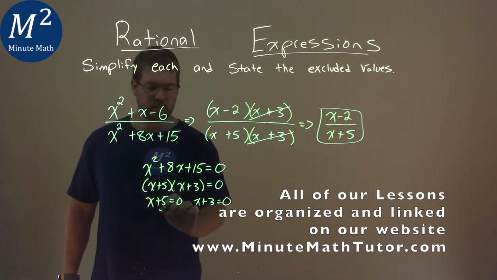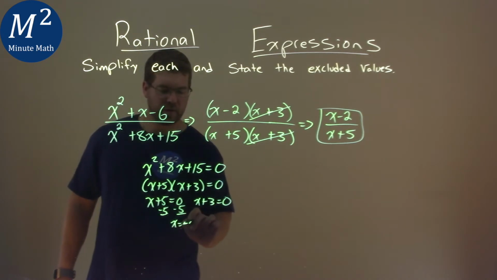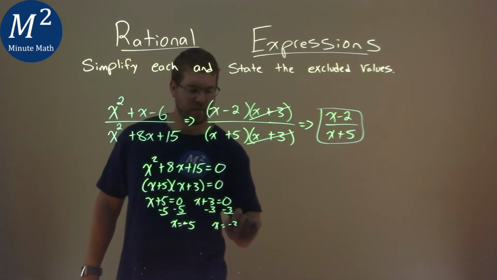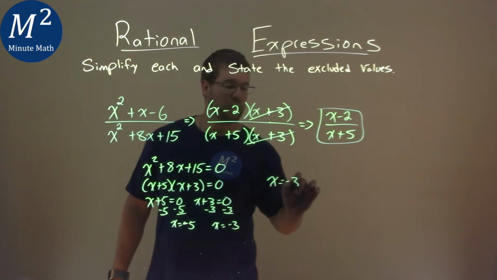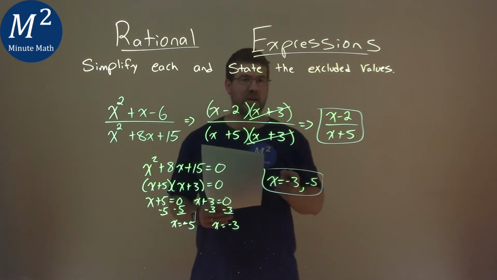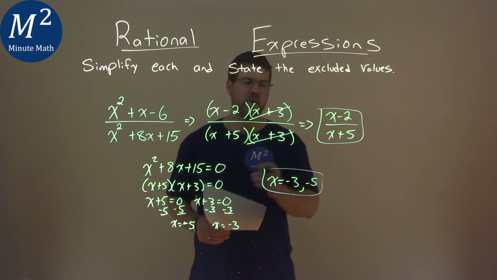Solve each one, subtract a 5. X equals a negative 5. Subtract a 3 as well. And x equals a negative 3. So a negative 3 and a negative 5 are our two excluded values here. And our simplified answer, again, is x minus 2 over x plus 5, and that is our final answer.